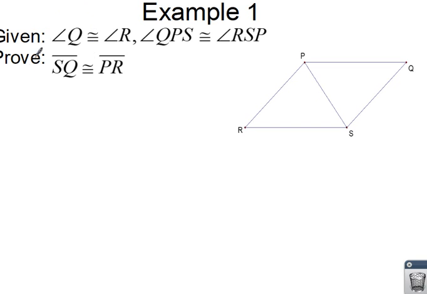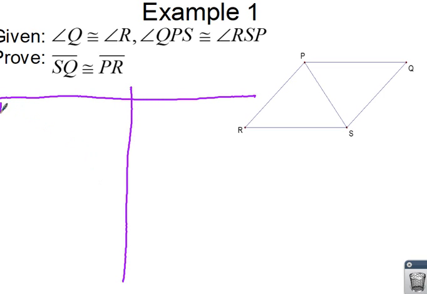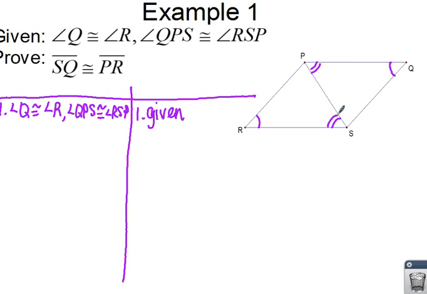You know how this works. We're going to start with the givens. All right, so angle Q congruent to angle R. Angle QPS is congruent to angle RSP. And we're going to mark those on the picture as well. So angle Q is congruent to angle R. And then angle QPS is over here, congruent to angle RSP over here.